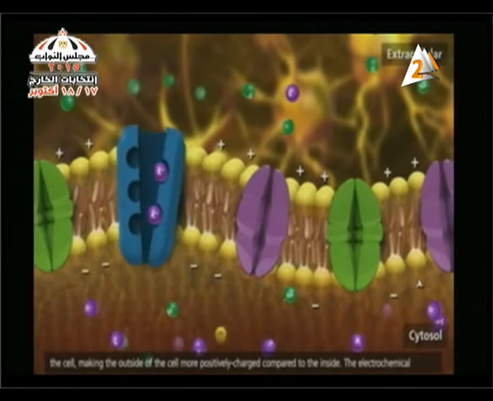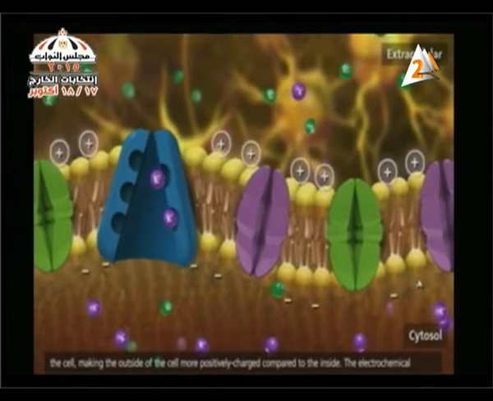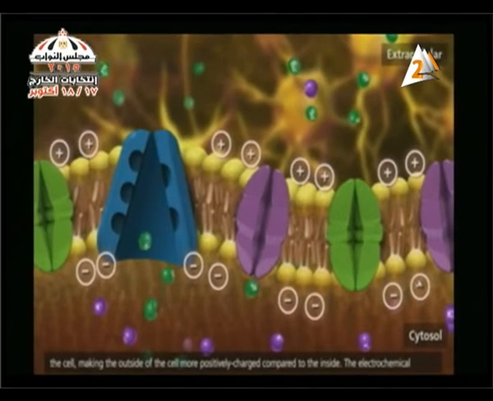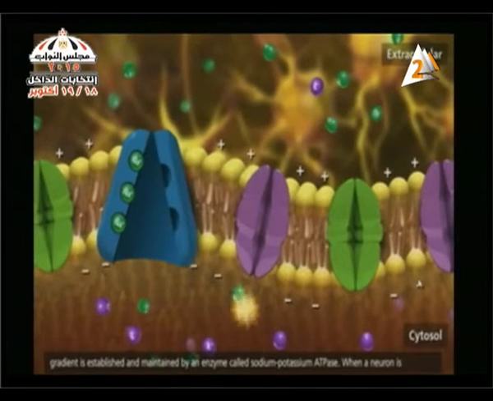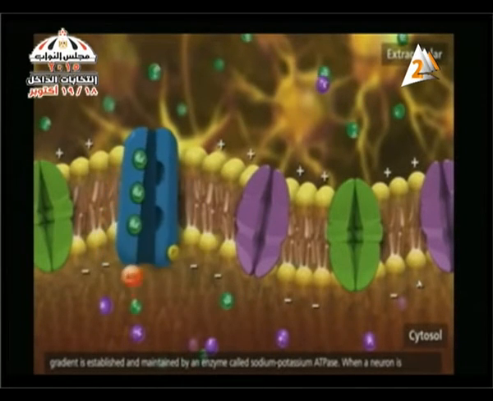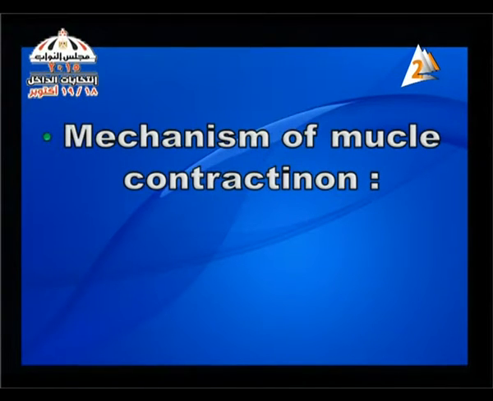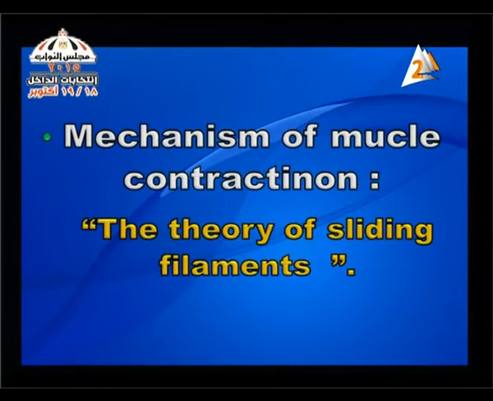I am going to explain muscle contraction. I mean, how can these systems coordinate all together? I mean, the skeletal, nervous, and muscular systems. Mechanism of muscle contraction: I am going to explain the theory of sliding filaments. You have a theory about muscle contraction called the sliding filament theory.